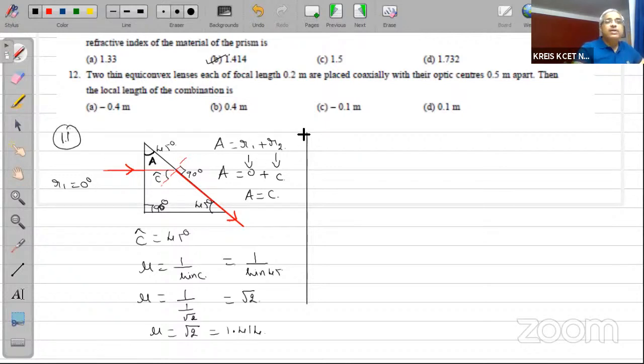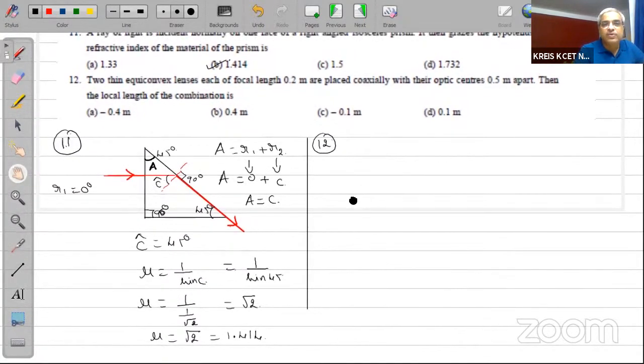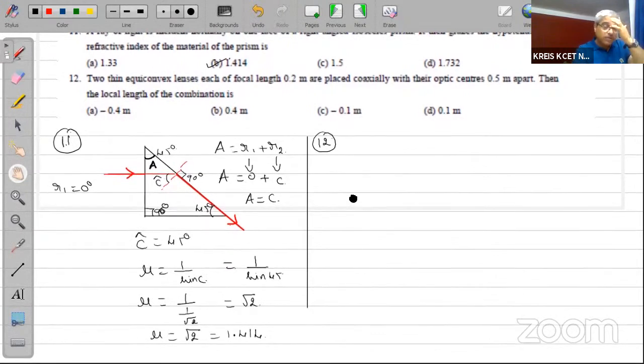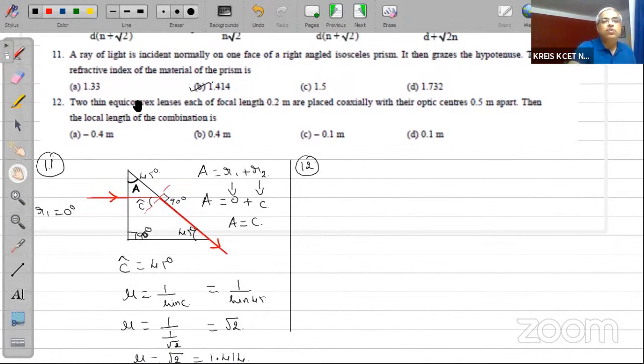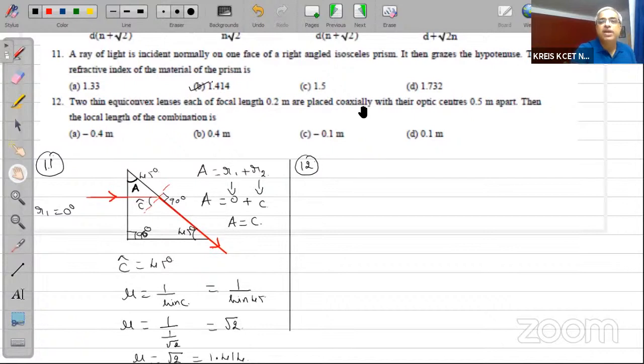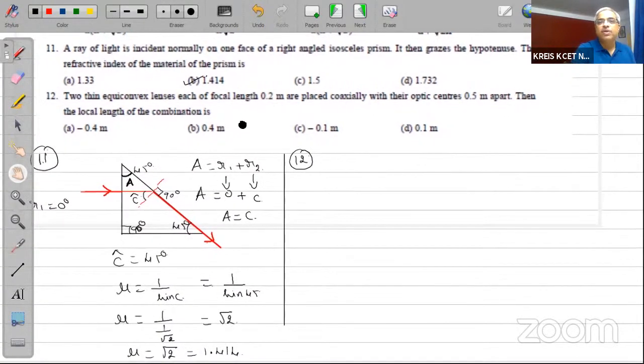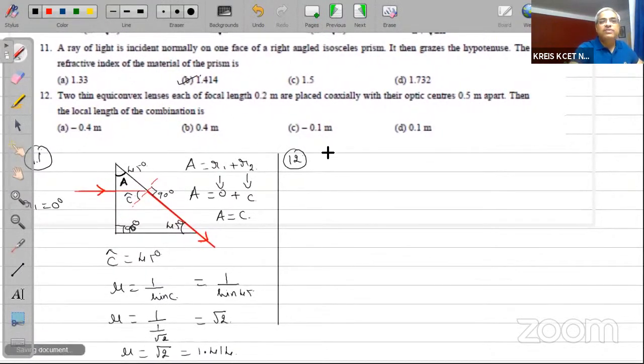Now we will look at the next question, which is the 12th one. Let's consider this. The 11th one was easy, right? A nice problem, easy to solve. Two thin convex lenses, each of focal length 0.2 meter, are placed coaxially with their optic centers 0.5 meter apart. Then the combination of the lens is given by. Okay, now I have to find out what will be the focal length of this lens.